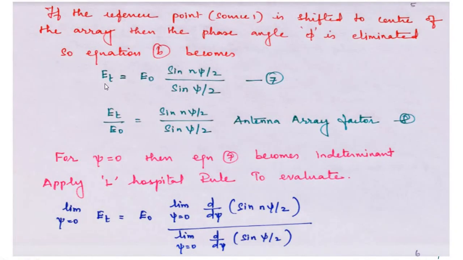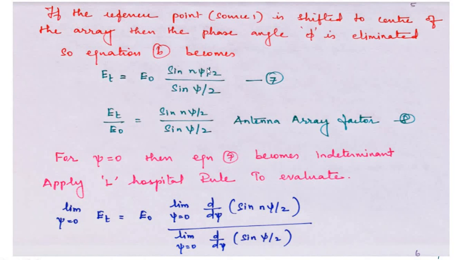And if we divide total power by individual power, it becomes sin n psi by 2 by sin psi by 2. It is called the antenna array factor. Next, the total power, that is ET, will become maximum value if there is no phase angle, that is psi is equal to 0 from the distance point. So for calculating maximum field component, I am going to substitute psi is equal to 0 in this numerator as well as denominator.